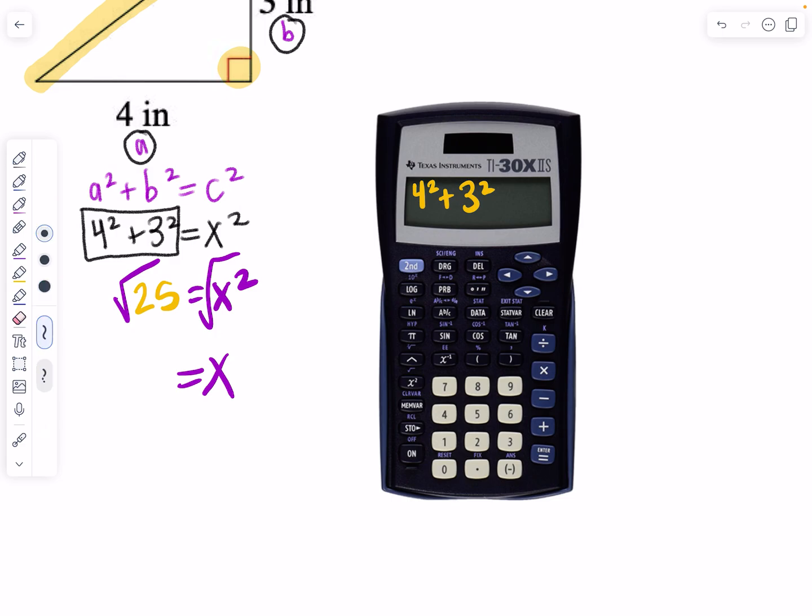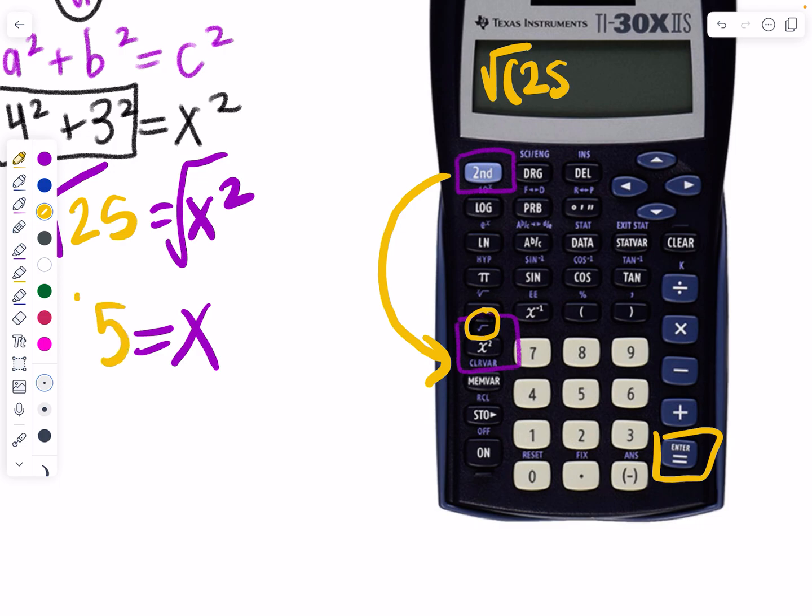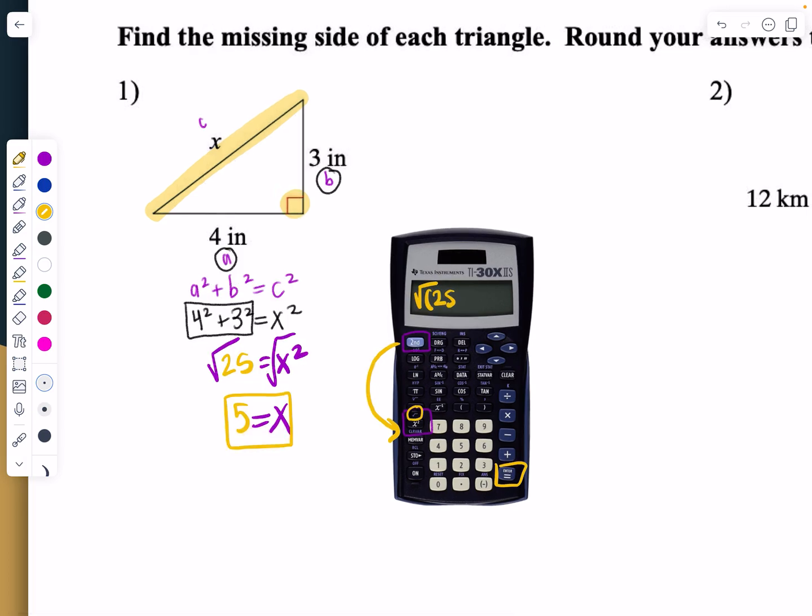So to do that in your calculator, you're going to click the second button, and then click the x squared button, and you'll see right above it, really small, is the square root button. So let me do that in yellow. That light blue is the square root button. I'm going to zoom in real quick. This light blue right here is the square root button. So you click second first, and then hit the x squared button, and it's going to pop up. You'll type in the square root of 25 and click enter, and that is going to give you 5.